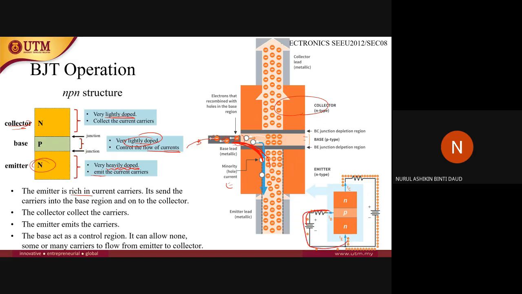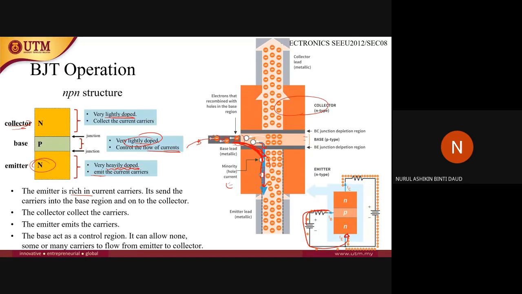Here you can see a little blue arrow, which represents the hole current. As we learned before in the PN diode, there is a hole current. The amount of hole current is very small, so very little current will flow back here. This current can be neglected because the value is very small.